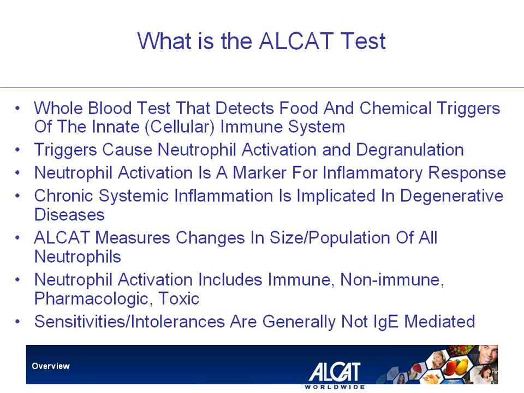What is the ALCAT test? The ALCAT test is a whole blood test that detects food and chemical triggers of the innate immune system. These triggers will cause neutrophil activation. When our neutrophils, the defenders of our body, come in contact with toxins, they release harmful mediators in an attempt to kill those toxins. The problem we run into is many people have these undigested food proteins resulting from some level of leaky gut, whether it's full-blown leaky gut or just some intestinal permeability. Those food proteins are making it into the bloodstream. When they make it into the bloodstream, they come in contact with our white blood cells. At that point, our white blood cells attack the undigested food proteins.